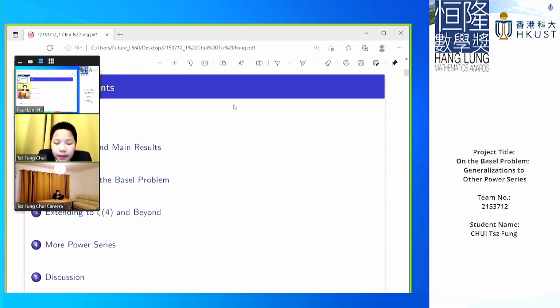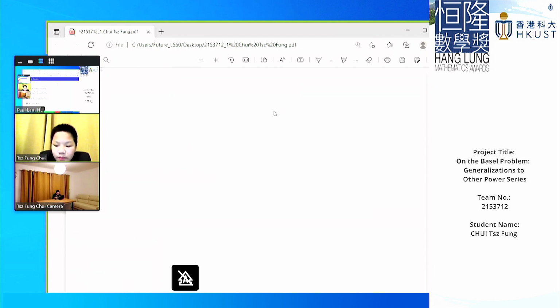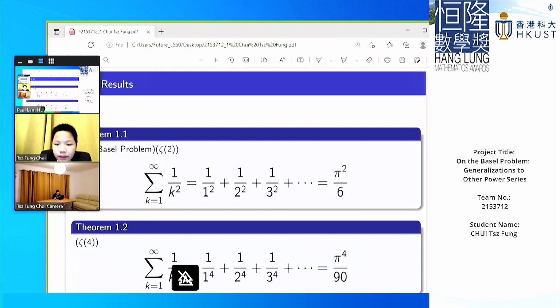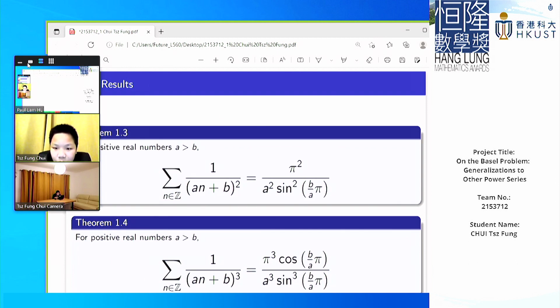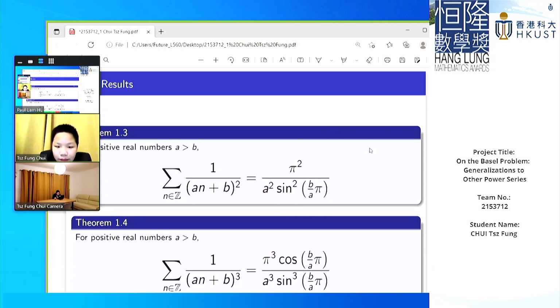My research topic is on the Basel problem, generalizations to other power series. The aim of this investigation is to give a new proof to the famous Basel problem and discuss some generalizations of it. In this presentation, I will show a way to evaluate Theta 2 and Theta 4 and show that the same method can be used to determine the closed form of other power series. The main results obtained are shown on the slide.